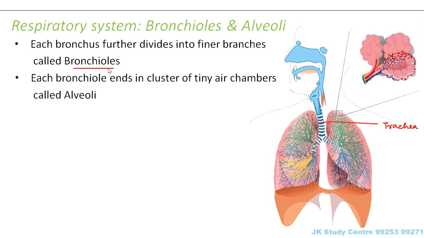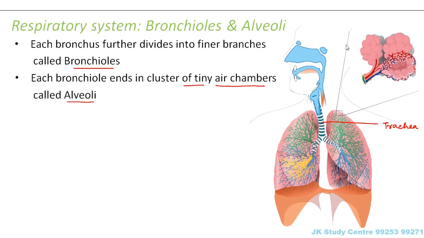Each bronchiole ends in a tiny cluster of air chambers called alveoli. That means first there was a thick tube called trachea. Then trachea, while entering into the lungs, divides into bronchi. Each bronchus further divides into bronchioles, and each bronchiole then further ends up in alveoli. So what are alveoli? They are a cluster of tiny air chambers. Air chamber means they look like balloons. So alveoli are balloon-like structures which are filled with air.